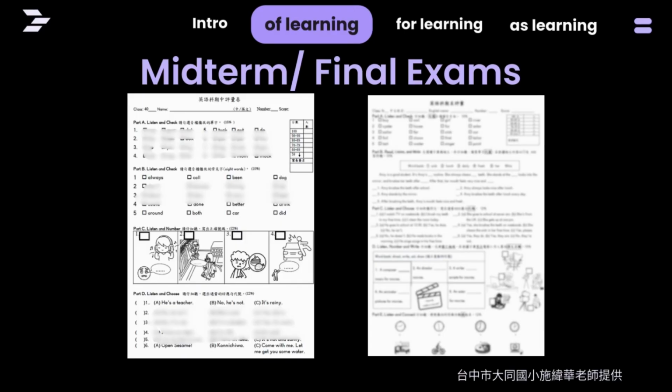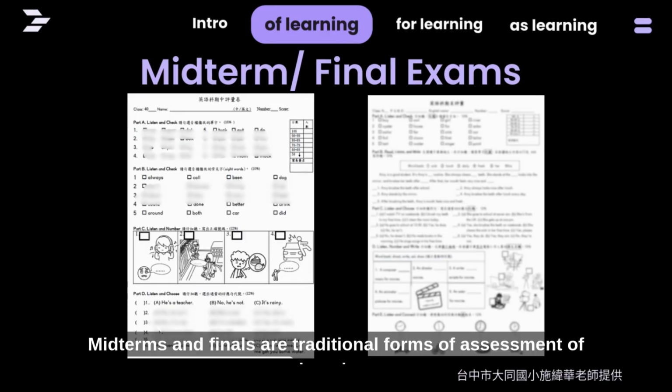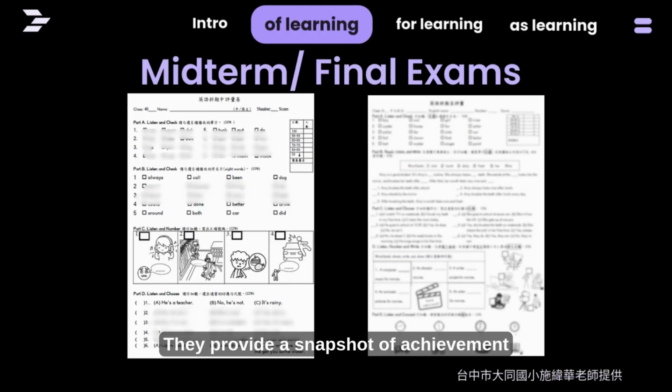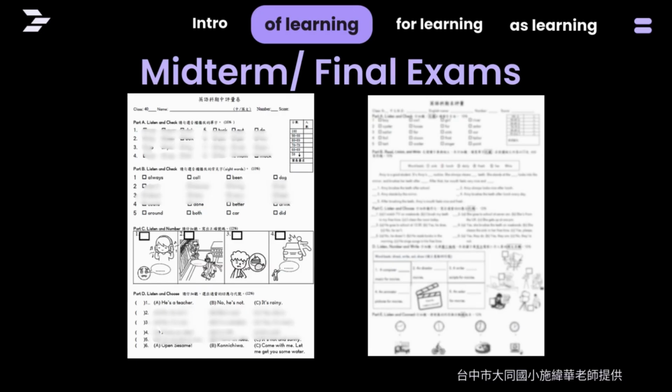Then come the midterms and finals. Midterms and finals are traditional forms of assessment of learning. They are summative assessments. They provide a snapshot of achievement at a key point in the course, and their results often contribute heavily to students' overall grades.